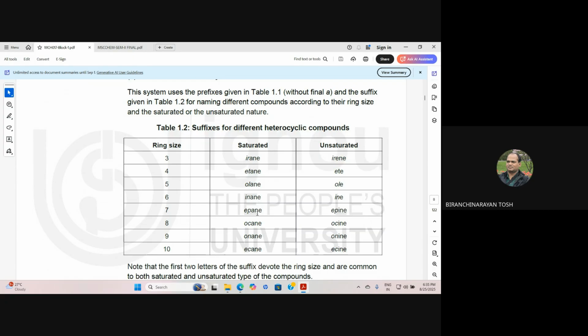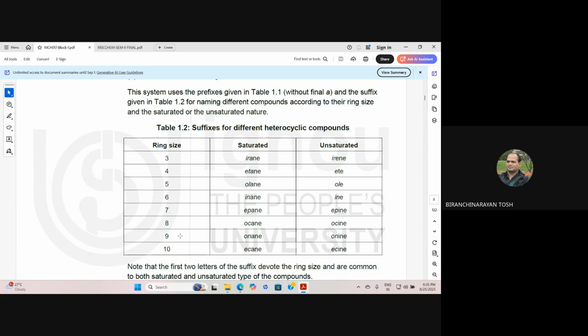It will end with -ane. So for a 3-membered ring, we have -ir-, so -irene; if unsaturated, then it is -irine, -ene. For 4-member, it is -ete, -etane; this is -ane, -irene; this is -ete, -etane. Then -ole for 5-member. For 6-member, -ine. 7, -epine. For 8, we are using octa there. So it is -ocine, -ocane.